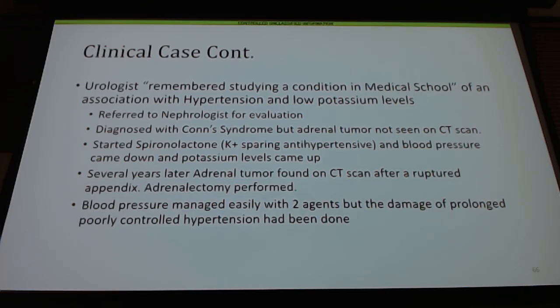The problem was, because this had been going on 20 years, the damage had already been done. The chronic damage had already been done, so she ended up going from 3 agents down to 2 agents to control her blood pressure. But if it had been caught earlier, she may have been down from 3 agents to no agents. So early diagnosis is important.